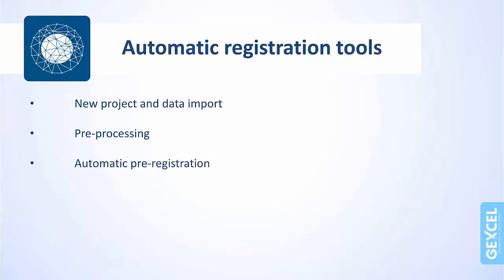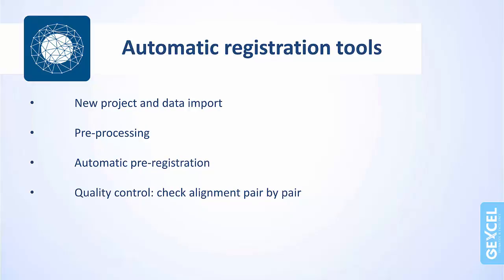The third step deals with how to move all scans in a state of coarse registration without any target, sphere or reference point. The fourth step shows how to interactively control the quality of the previous pre-registration step, by comparing pre-aligned scans pair by pair.